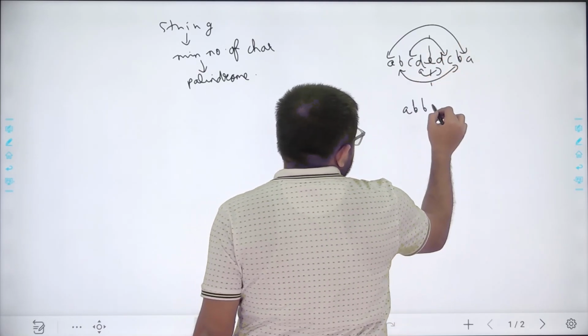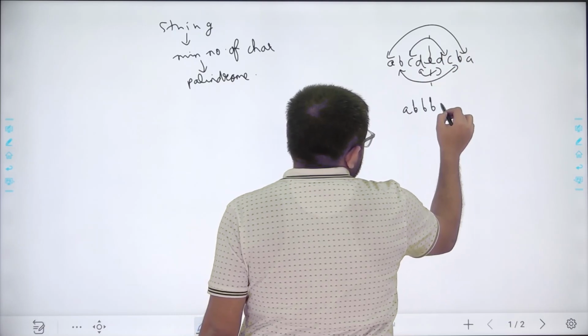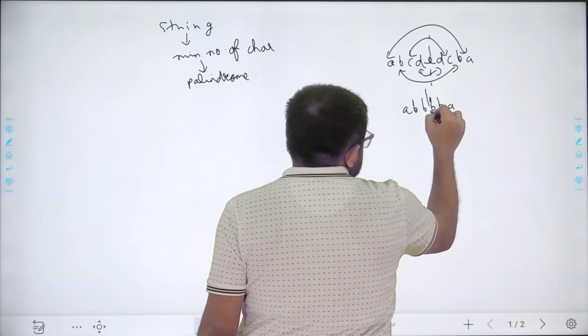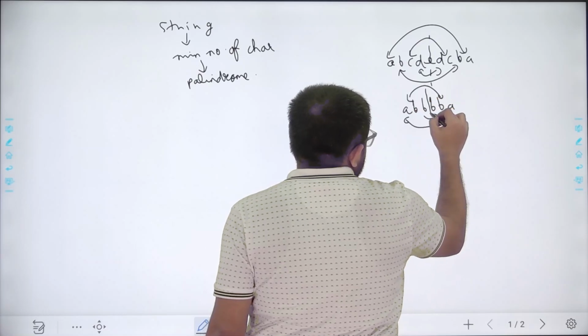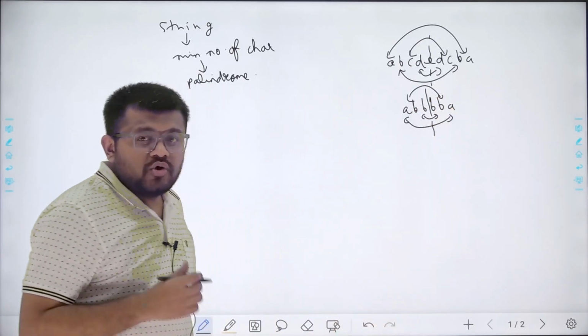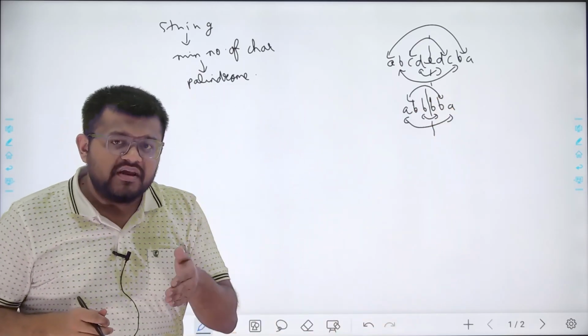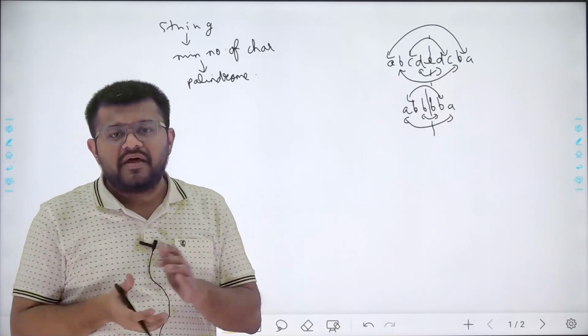If you have ABBBBA, this is the center line. A and A are matching, B and B are matching, B and B are matching. Are you getting my point? So what I know is, if I draw a line at the center, every character has a pair associated with it.